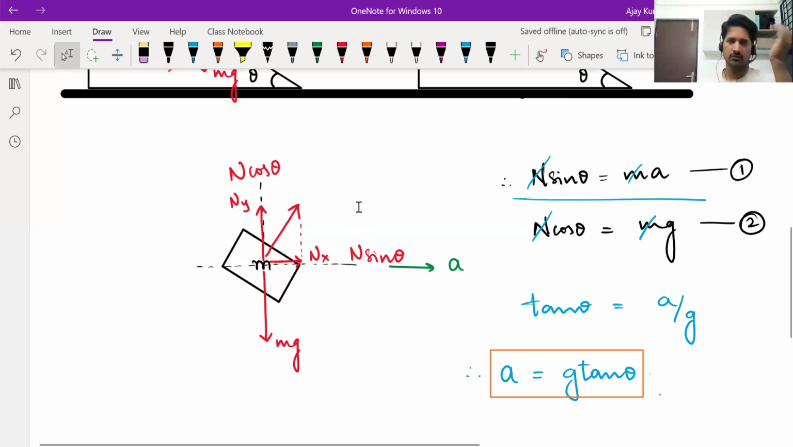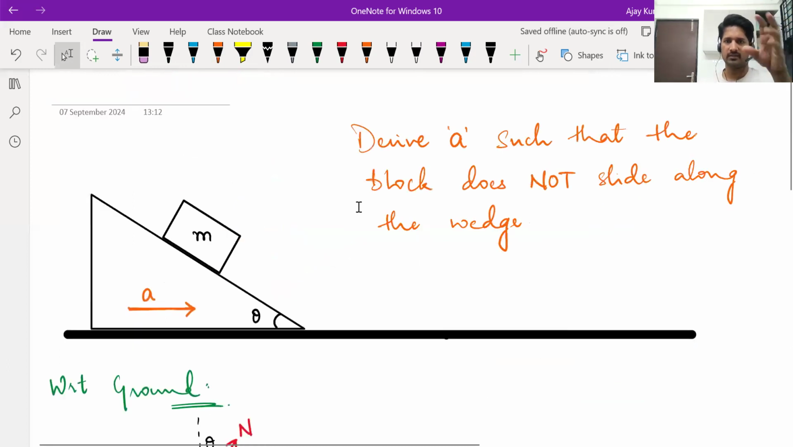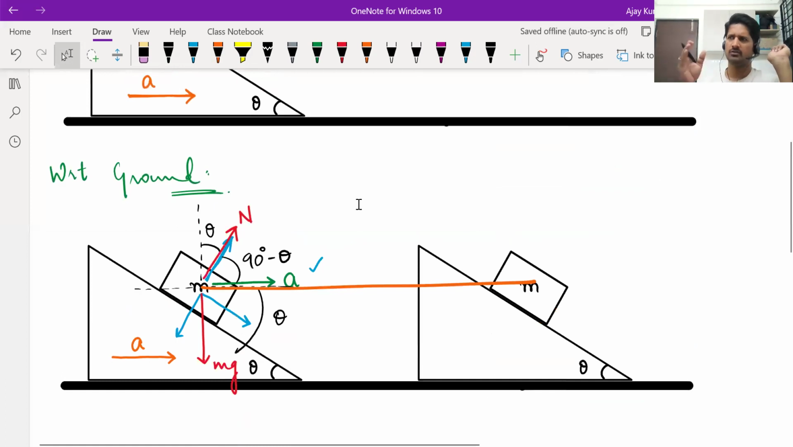Okay, so look at what we did. You are asked to derive the acceleration such that the block does not slide. First, visualize what is happening. Block should not slide. Wedge is accelerating. That means the block has to accelerate along with the wedge. Block can't stay there itself. No, it should go along with the wedge. Which means whatever acceleration the wedge has, the block should also have the same acceleration.